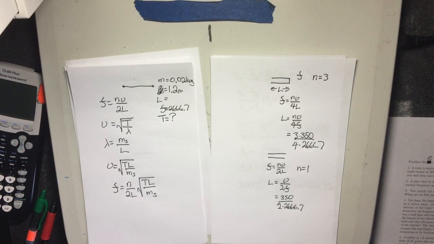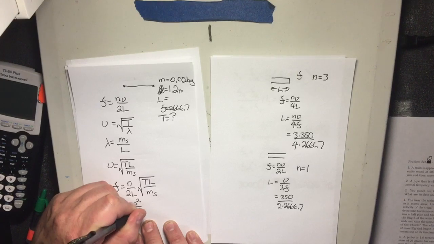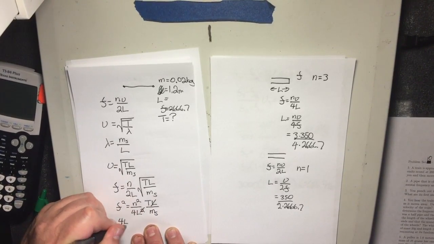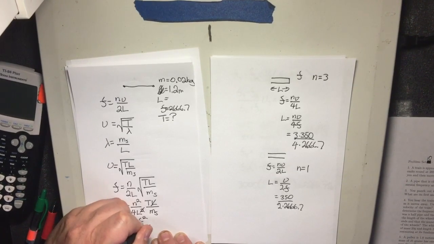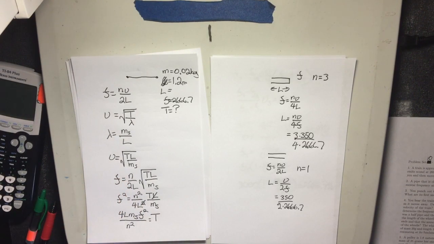The goal is to find tension. Solve for tension. The first thing I do is square both sides. Solve for T. And there you go. Now you're in plug and chug mode. L is 1.2, Ms is 0.02. Frequency is 2666.7 squared, or 0.7, square that. N is 1, so you can just drop that out. So everything is squared and looks great, and there you go.